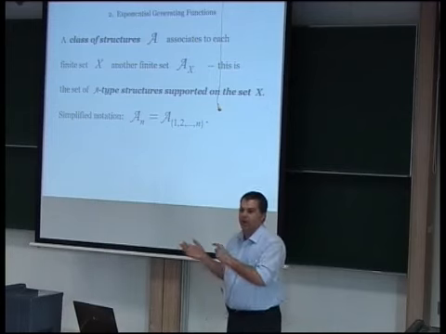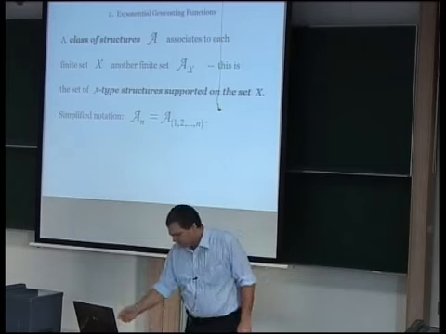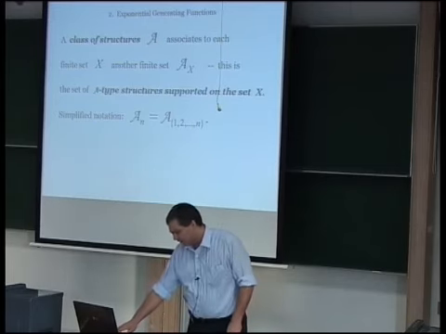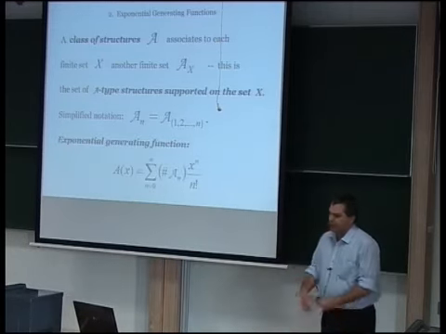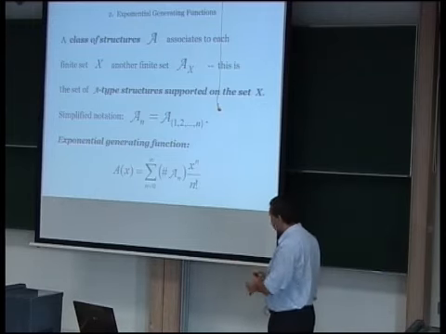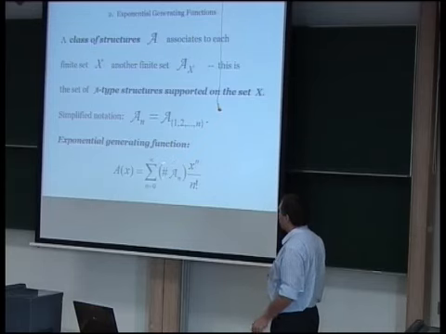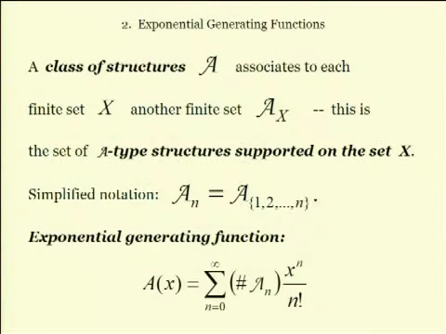Basically, for this theory, we want every n-element set to be as good as every other n-element set. So this is the standard n-element set, 1 up to n. The exponential generating function for this class has this form here. So the cardinality of this set, the number of A-type structures on an n-element set, and then x to the n over n factorial.